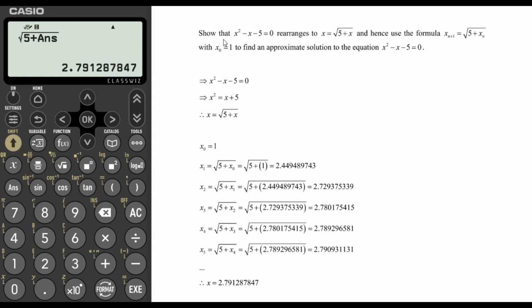Now let's just double check we indeed have the right answer. Let's substitute this value of x into the left hand side to see if we get 0. So we have answer squared, subtract answer, subtract 5. We get a value which is really small. So this is a good iterative formula to use because this value is very close to 0. We have some sort of an error given in our calculation. However, this is a reasonable approximate solution.